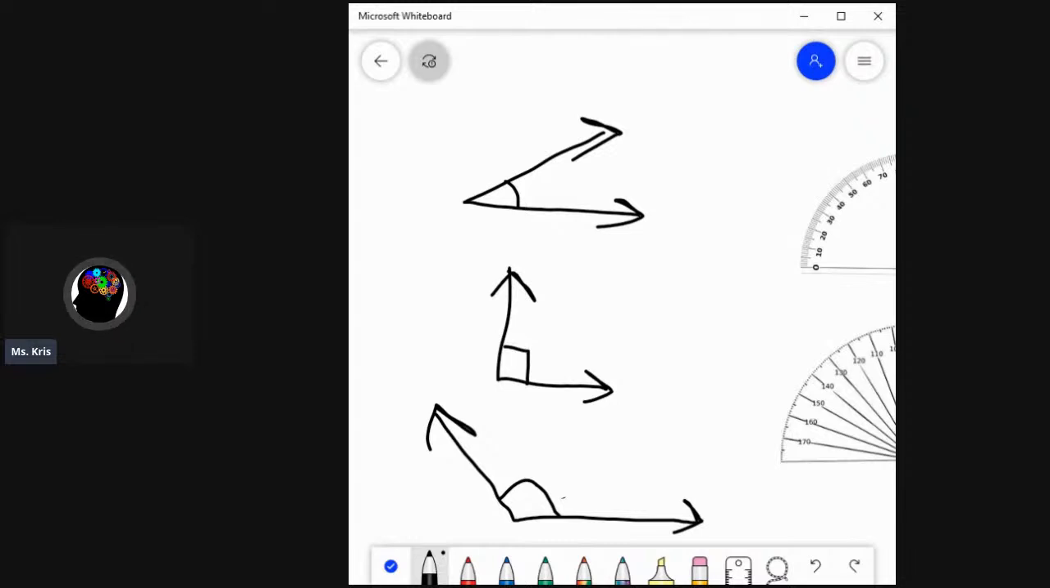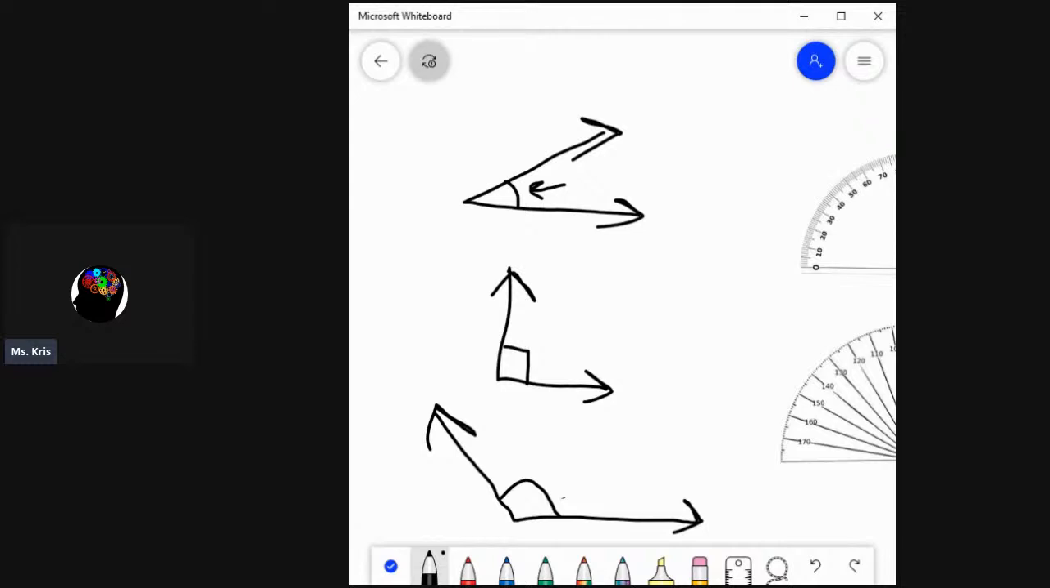Acute simply means less than 90 degrees. So 89 or less is considered an acute angle. Typically, it looks like a small sideways V, and it is always measured with an arc, like here. So if my angle measurement of degree is 75, and I ask you to identify that angle, you would say, hey, this is an acute angle.